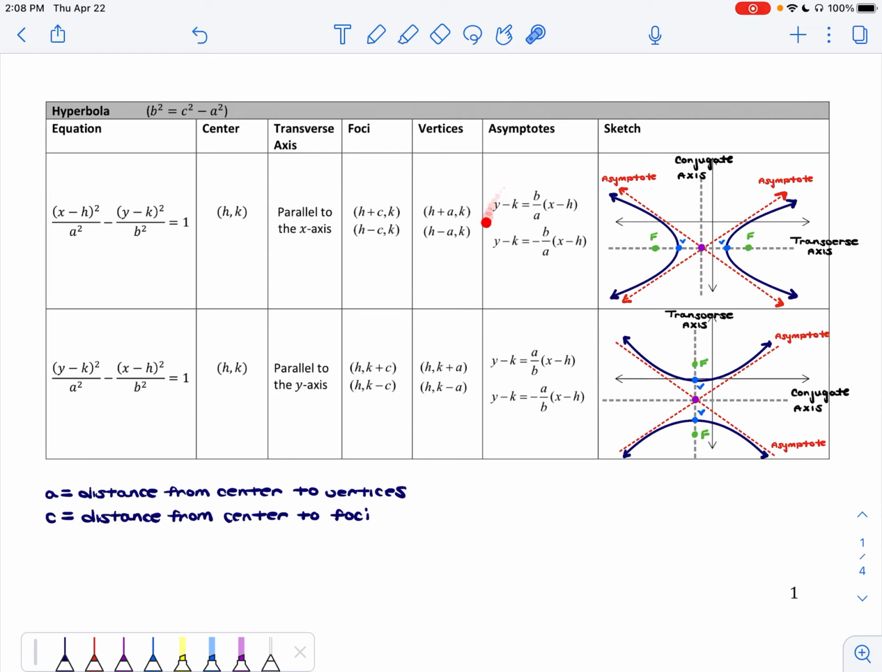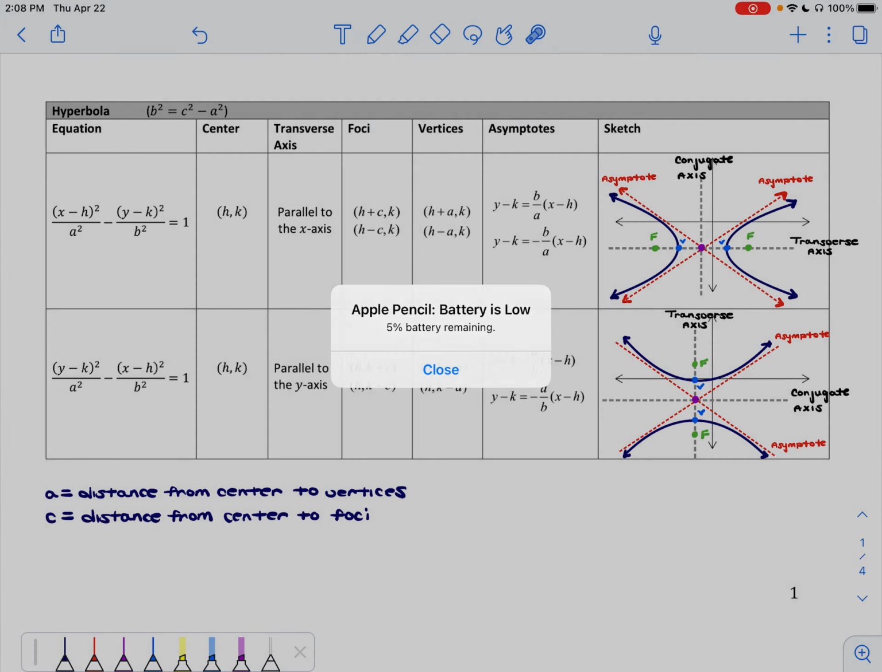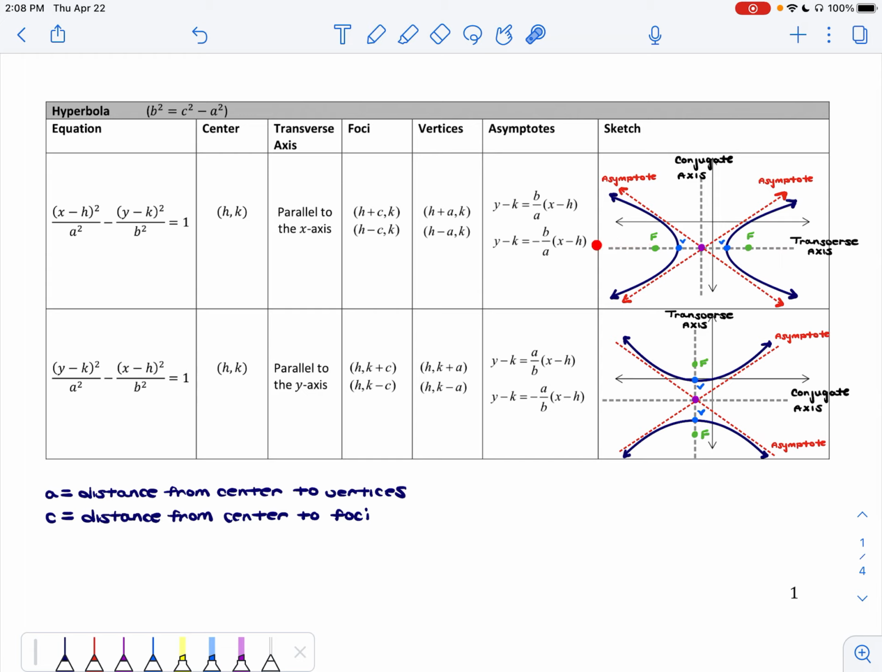Notice if you look at the equations of our asymptotes right here, they have that same y minus k and x minus h that we see in our original equation. So you're literally just going to copy and paste that factor over. And then the slope is always the ratio of a and b. So for the horizontal transverse axis, your slope is b divided by a. For the vertical transverse axis, your slope is a divided by b. And it's always just a plus and a minus because you have two asymptotes.